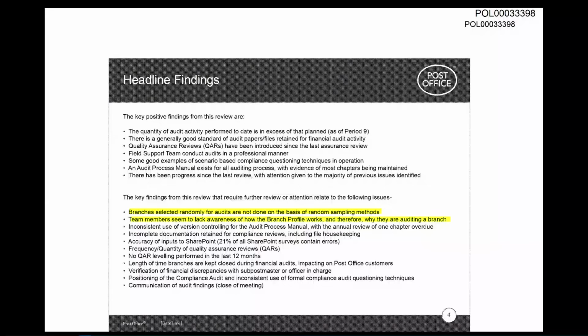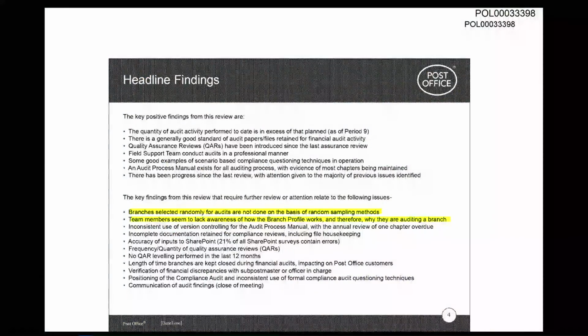Well, how is it that you've got members of the team that seem to lack awareness of how the branch profile works and why they are even there? Right, can I just take a step back? This is my review of a team that I was not managing. I was reviewing an auditing activity. This was not my team. This was the team underneath the network that was performing training and auditing activities. And I was reviewing the quality of that activity.